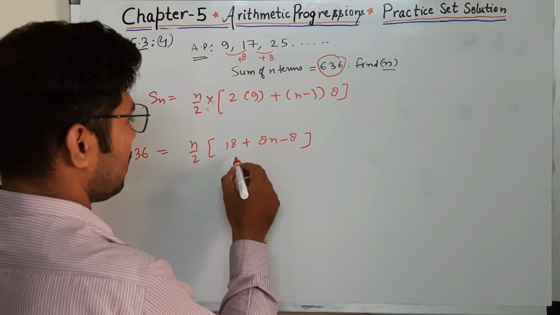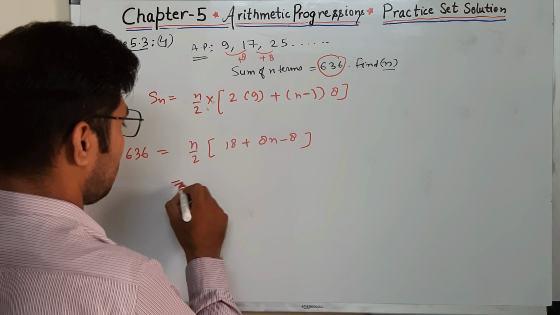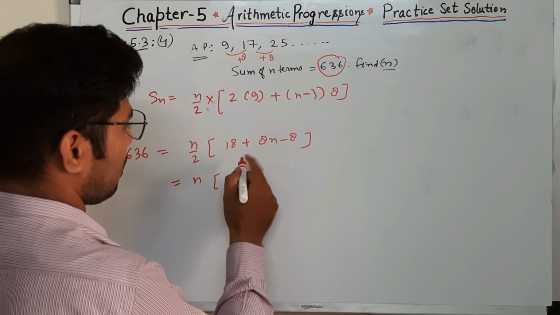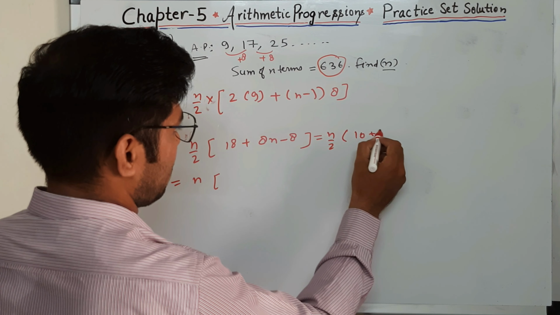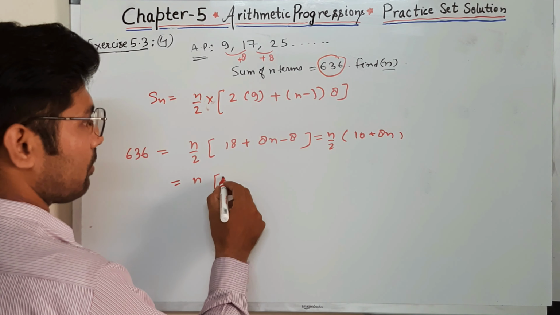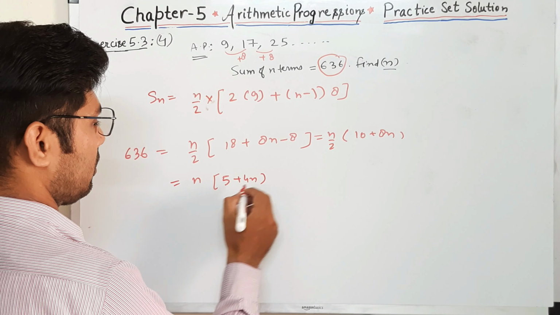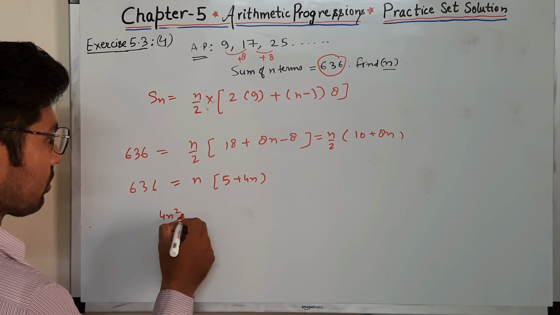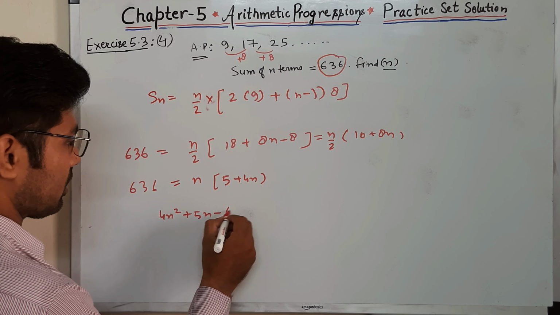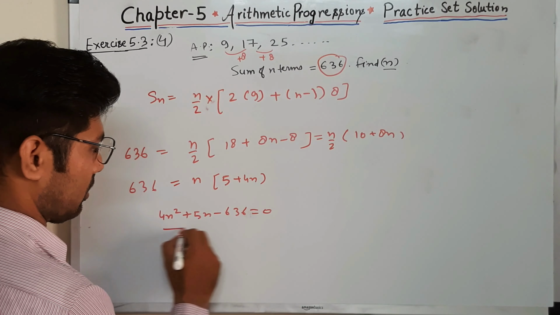Okay, you will get 10 plus 8n, and 2 divided further will be 5 plus 4n, is equal to 636. So if you solve it further, you will get 4n square plus 5n minus 636 is equal to 0.